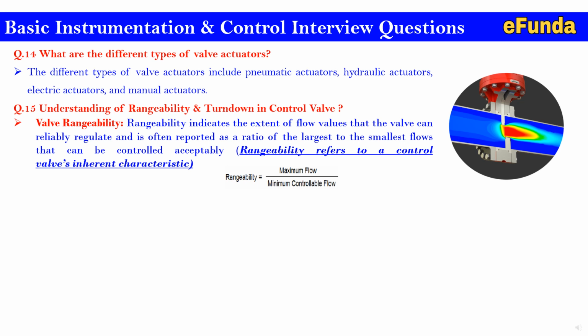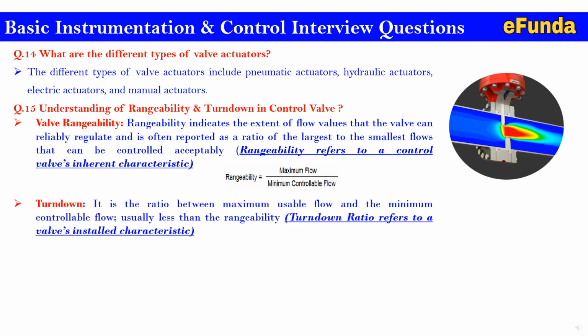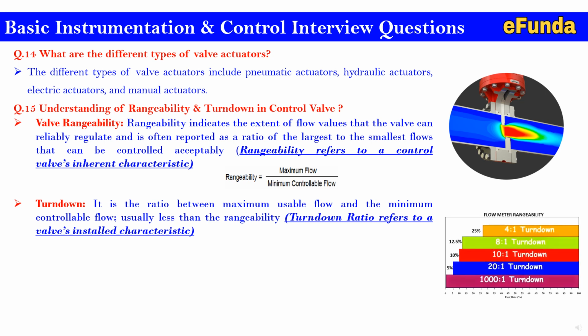Now another important term is the turndown. It is the ratio between the maximum usable flow and the minimum controllable flow, usually less than the rangeability. Turndown ratio refers to a valve's installed characteristic. One can refer to the table where one can see the flow meter rangeability, where the ratio with reference to different levels is shown, that is 5%, 10%, 12.5%, 25%, and their turndown values are also indicated.